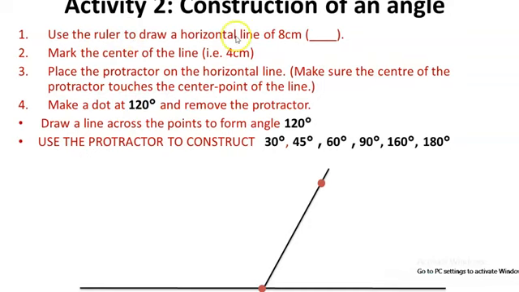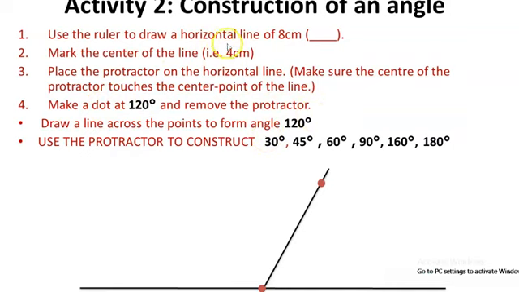You can use a length of 14 centimeters. That means the center is going to be 7 centimeters. Then the next step is step 3. Place the protractor on the horizontal line, making sure that the center of the protractor touches the center point of the line. Then mark angle 30 degrees on the protractor.